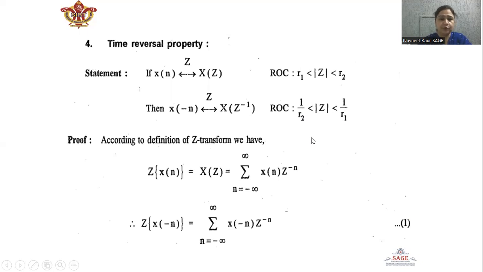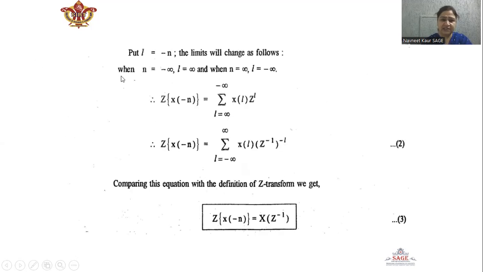Now, we will do the proof of this property. Starting with the formula, the Z transform is given by the summation from n equal to minus infinity to infinity of x[n] z^-n. If I want to find the Z transform of x[-n], I replace x[n] by x[-n]. Now, I'll change the variable from n to L. I'll take L equal to minus n.